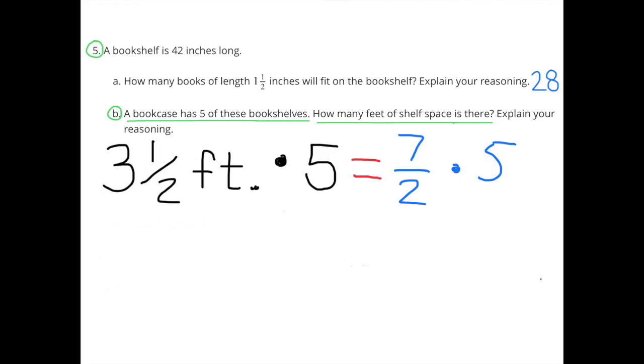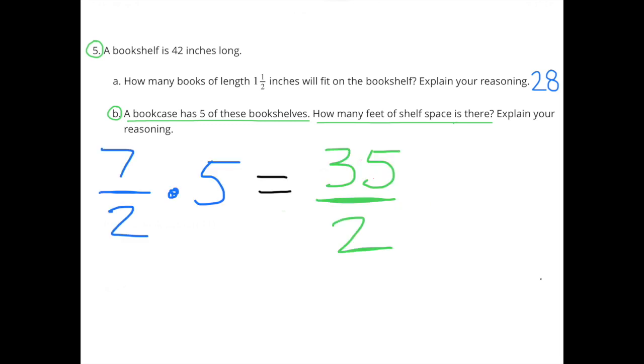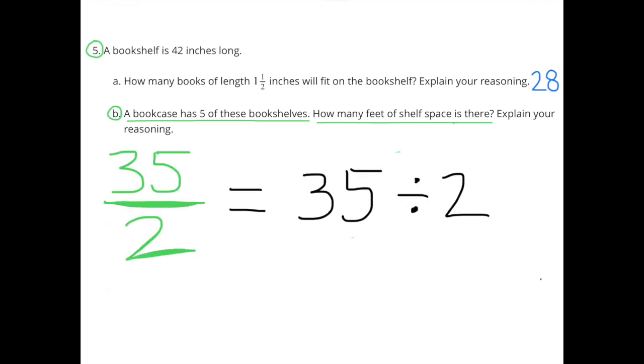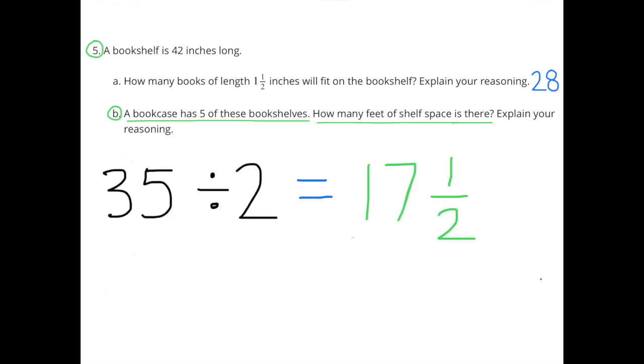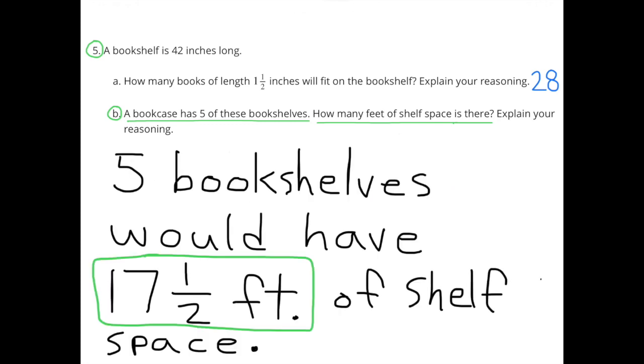Now multiply 3 1/2 feet times 5. That's the same as multiplying 7 halves times 5. 7 halves times 5 is 35 halves, which is the same as 35 divided by 2, and 35 divided by 2 equals 17.5. 5 bookshelves would have 17.5 feet of shelf space.